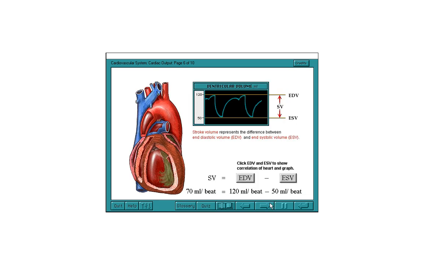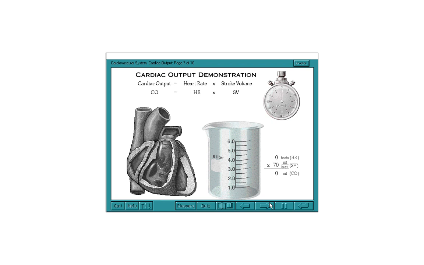Stroke volume is the difference between end diastolic volume and end systolic volume. Here's how it works. By the time diastole ends, each ventricle has filled up with blood. This amount of blood is the end diastolic volume, or EDV. The amount of blood ejected during systole is the stroke volume. At the end of systole, the volume of blood remaining in each ventricle is the end systolic volume, or ESV. To recap, cardiac output equals the heart rate times the stroke volume.